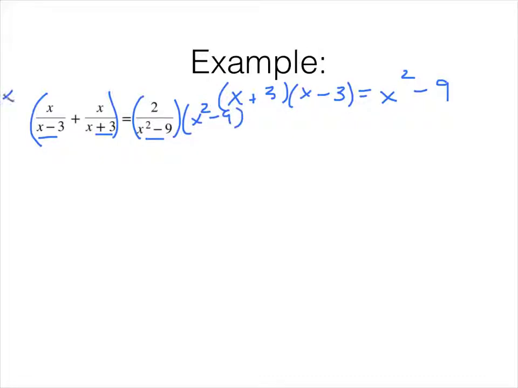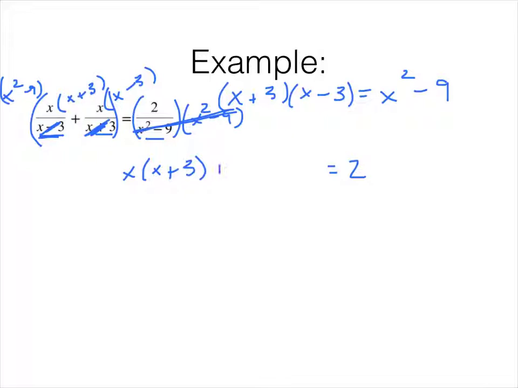So what's that going to do? Here it's going to cancel and give you just a 2 on that side. I'm going to move way over so I have enough space. But over here, the x minus 3 will cancel, but we'll still be multiplying an x plus 3 through the numerator. The x plus 3 will cancel on this term, but we're still multiplying an x minus 3 through that numerator. So we have x times x plus 3 plus x times x minus 3. Then we're going to simplify it down.